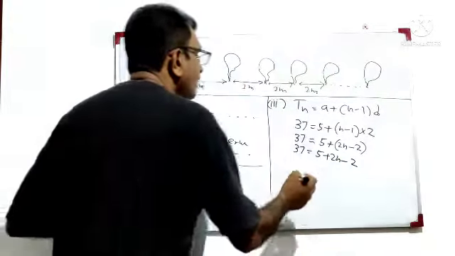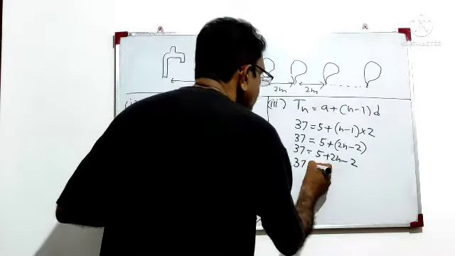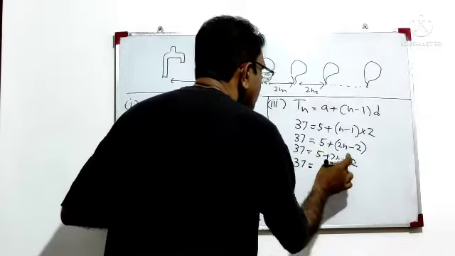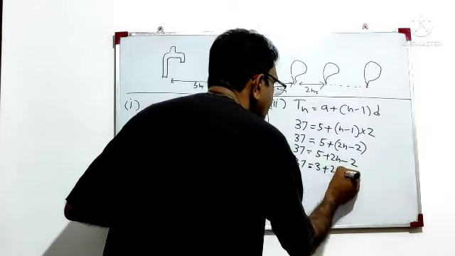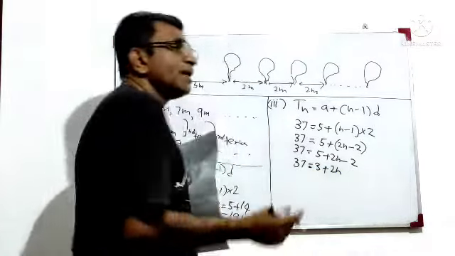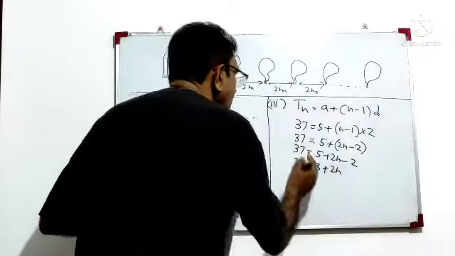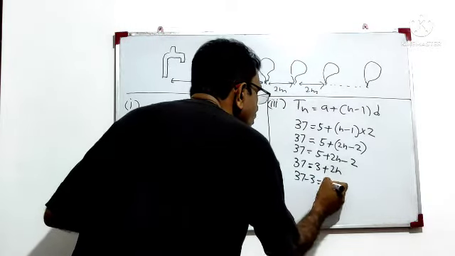Then we can simplify further. Then 37 equals 5 minus 2, 3, plus 2n, right? Then we can take this one to the other side. What will happen to plus 3? It becomes minus 3. Then 37 minus 3 equals 2n.